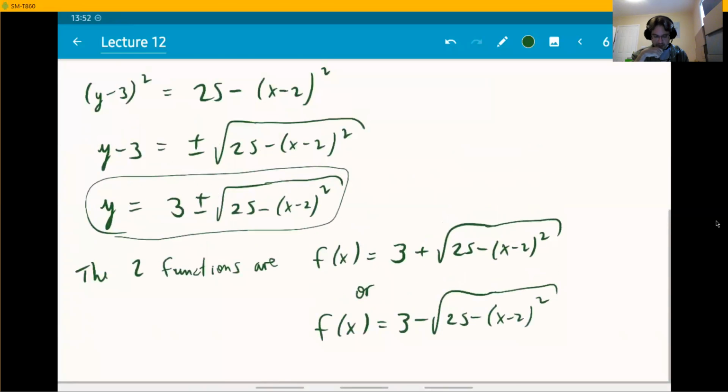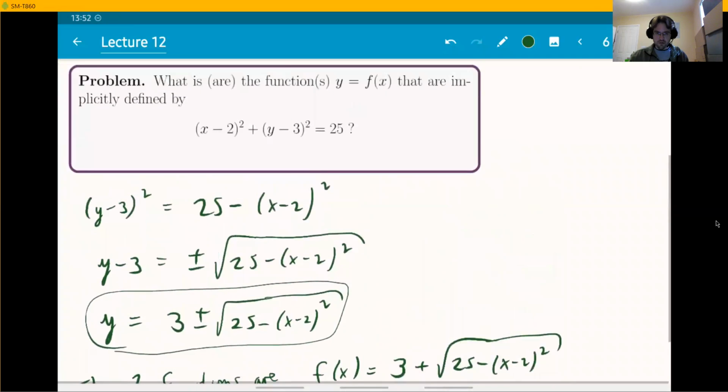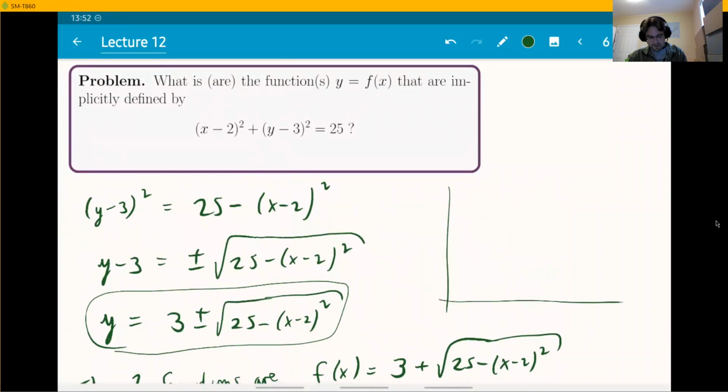It makes sense, by the way, because if you look at the original equation, we should know that this describes a circle in the xy plane with a center at the point (2, 3). Looking at the translations here, minus 2, minus 3, and the radius of 5, which is the square root of 25. So you just have a circle here.